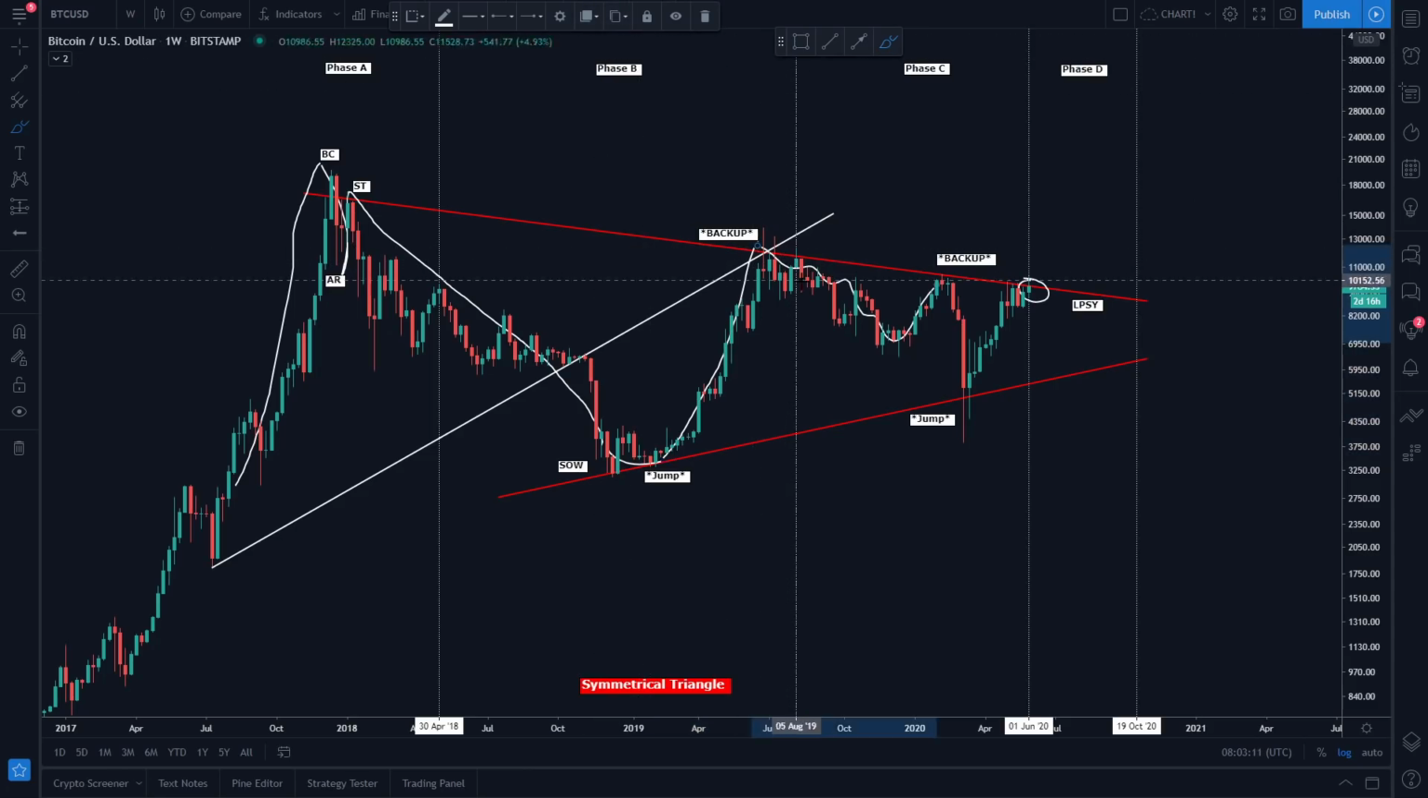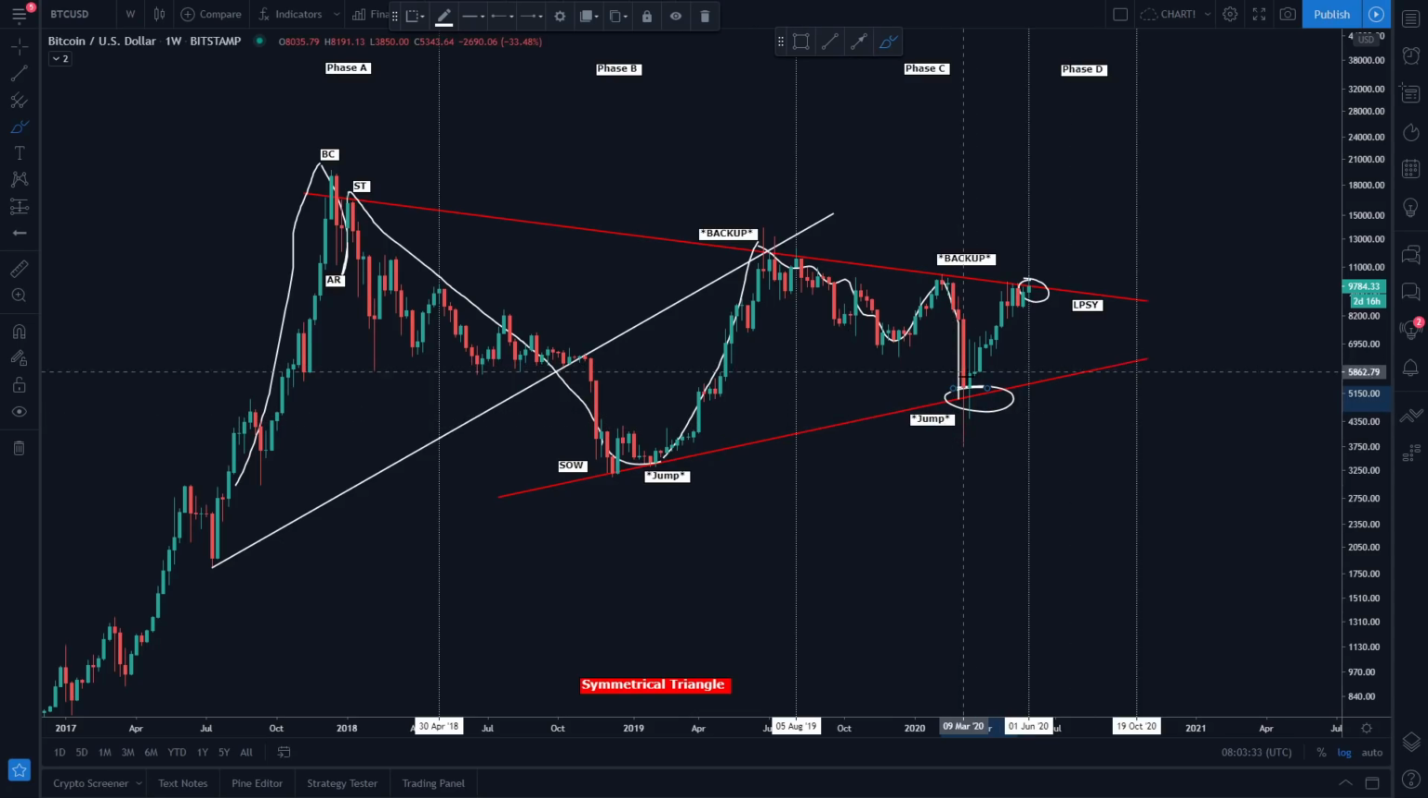After that, it reversed to the downside. A second test to break this symmetrical trend line failed. Again, a backup. After that, we had a sell-off. This sell-off was caused by the black swan event, but still, let's include this in the symmetrical triangle. If you look at this, after reaching this support line of the symmetrical triangle, what happened?